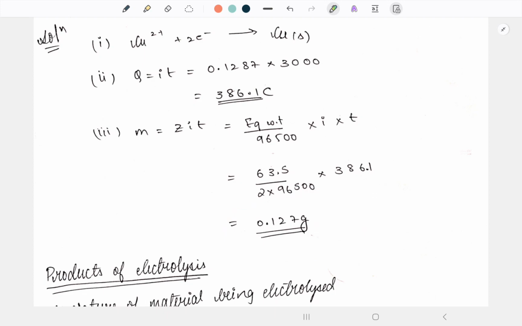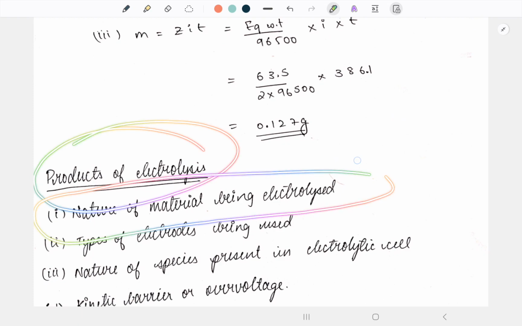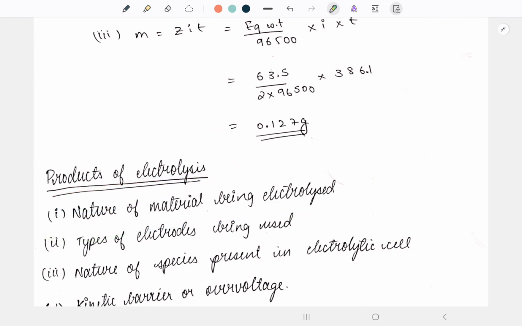Now the products formed during electrolysis will depend on the following factors. First factor is the nature of the material being electrolyzed. The products of electrolysis depend upon the standard electrode potentials of the material or the electrodes. Also, the nature of the electrolyte will help us in the process of electrolysis.